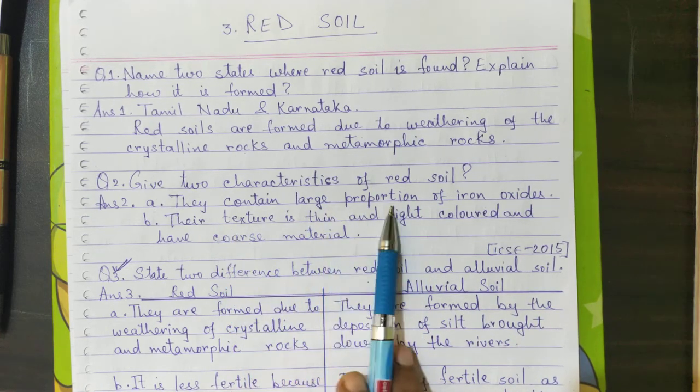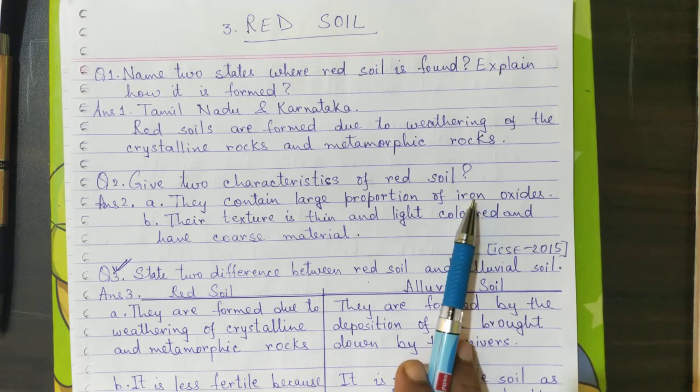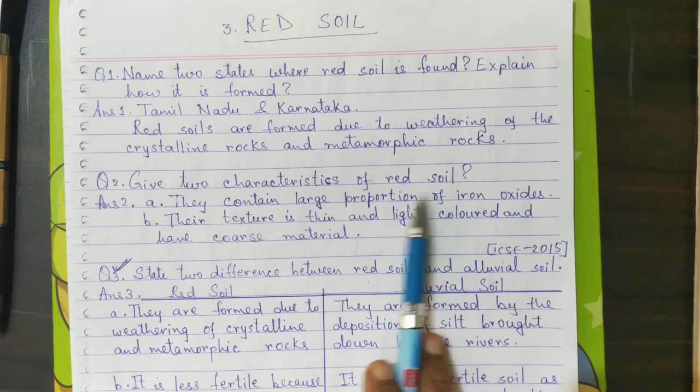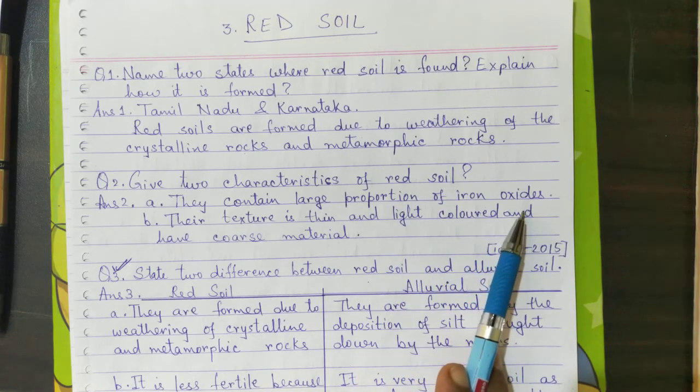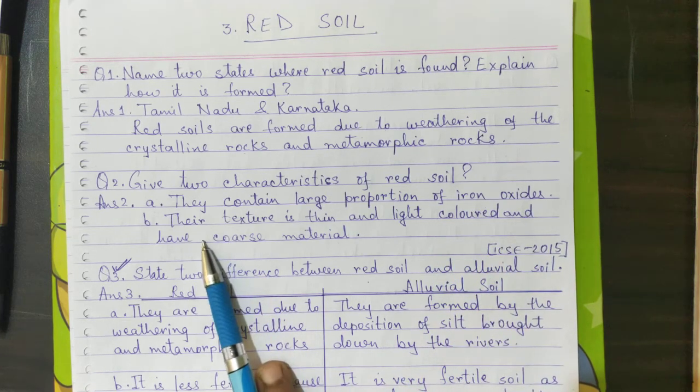First, they contain a large proportion of iron oxide and that is why they have red color. Why is the color of the soil red? That is because of the iron oxide content in the soil. They have a high proportion of iron oxides in them.